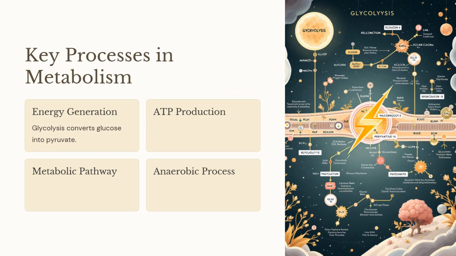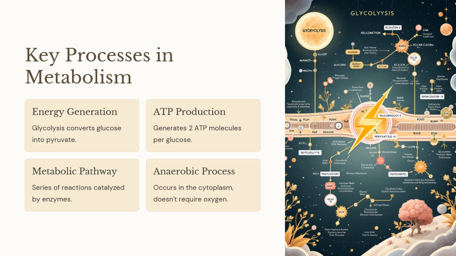In glycolysis, we will see how glucose is converted into pyruvate through a series of reactions which are catalyzed by enzymes. In this process, we have two ATP molecules produced per glucose and it also occurs in the cytoplasm and does not require oxygen. Yes, you heard it right. It is an anaerobic reaction.